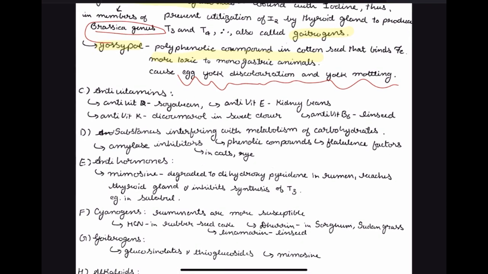Then we have antivitamins. As the name suggests, they are anti-nutritional factors which act against the vitamins. They include antivitamin D in soybean, antivitamin E in kidney beans, antivitamin K dicumarol that is present in sweet clover, and antivitamin B6 present in linseed.